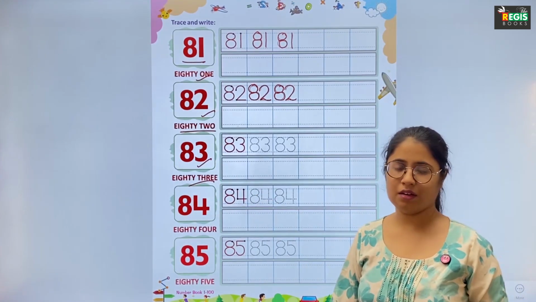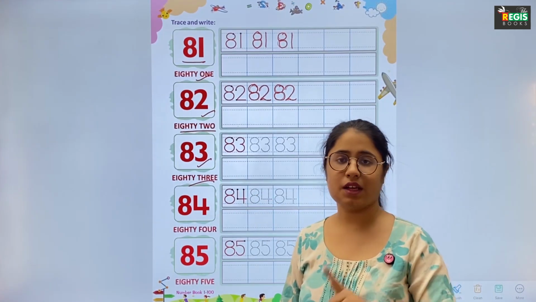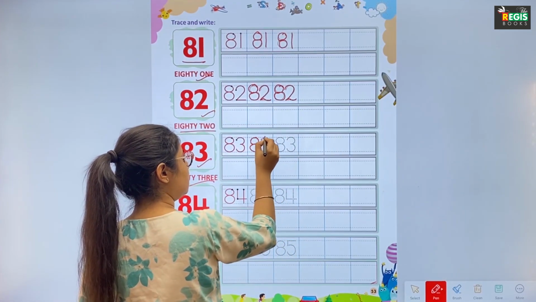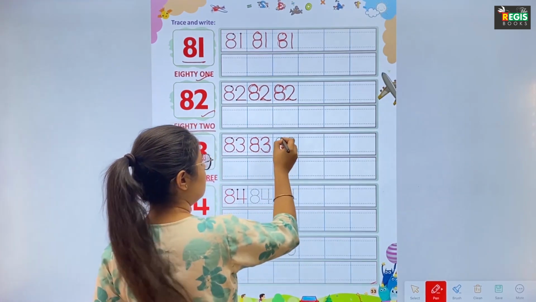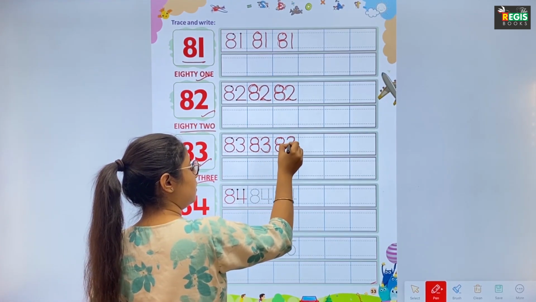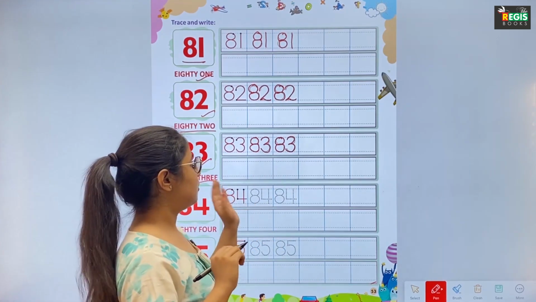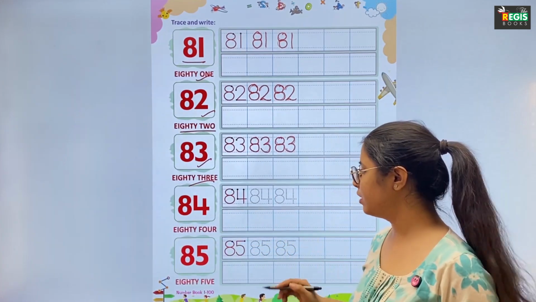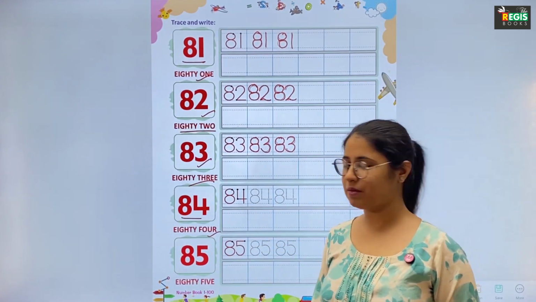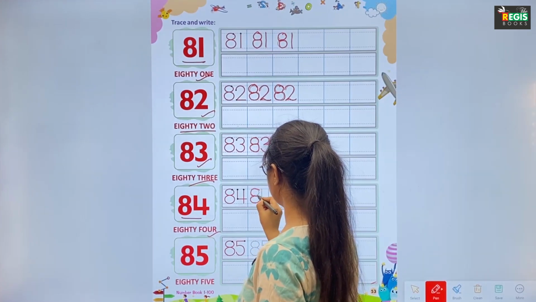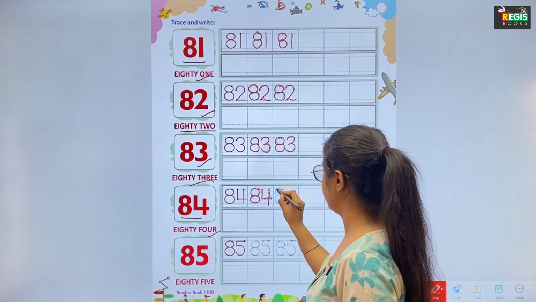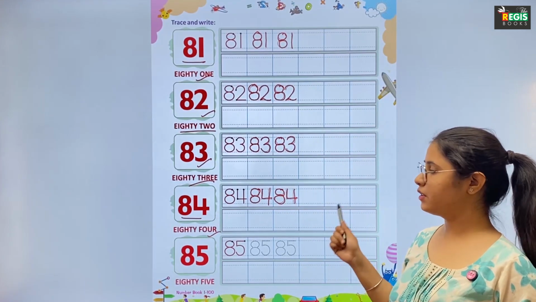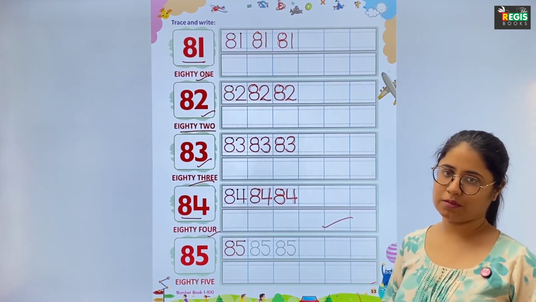83. We write the number 83 by writing 8 and 3 together. 83. So kids, now you will write the number 83 in the rest of the boxes to practice it. 84. 84. So kids, now you will write the number 84 in the rest of the boxes to practice it.